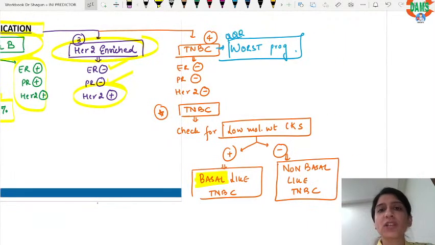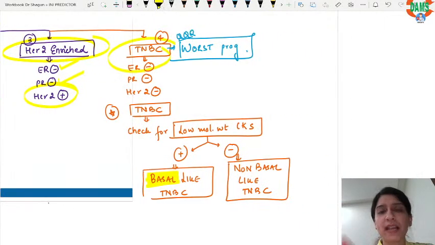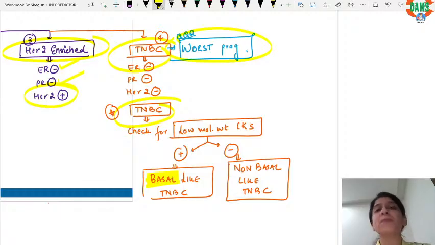And the last one is your TNBC. And please remember, TNBC has the worst prognosis. The name itself is again telling you that this is ER negative, PR negative, and HER2 negative. Now, in MCQ, there is one more name which is usually given for TNBC. There is also terminology used as basal type.